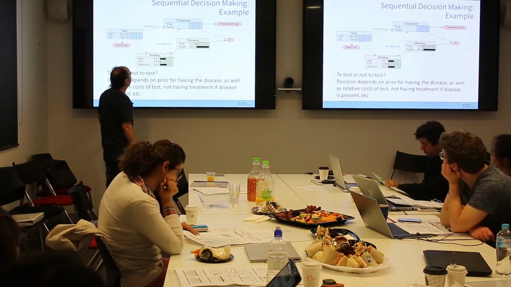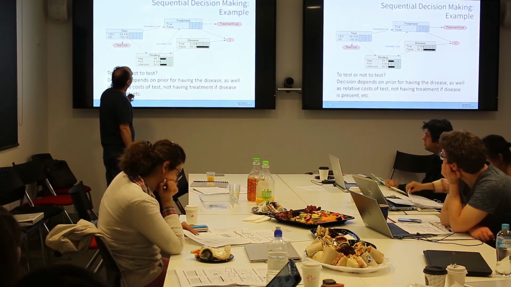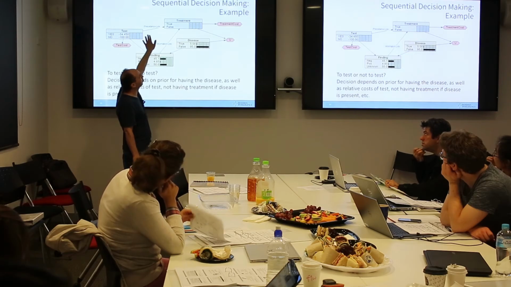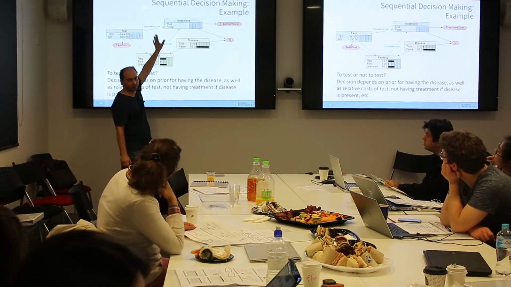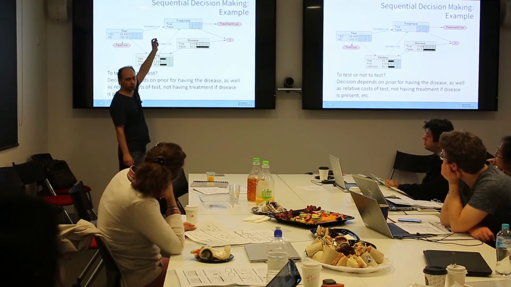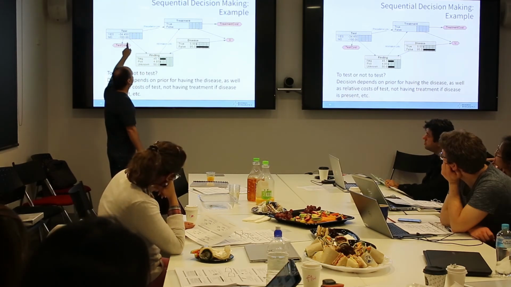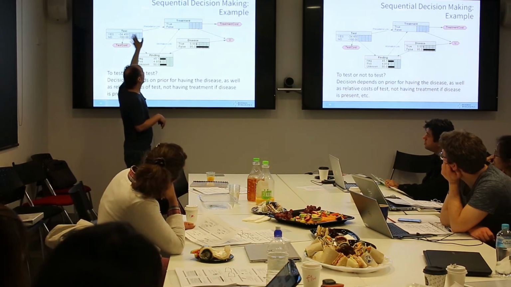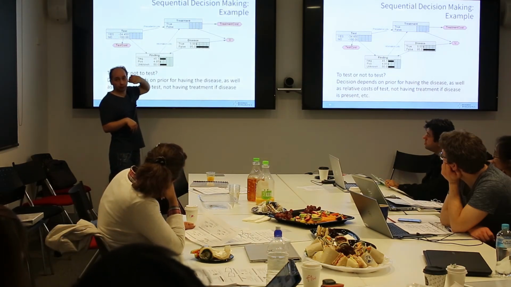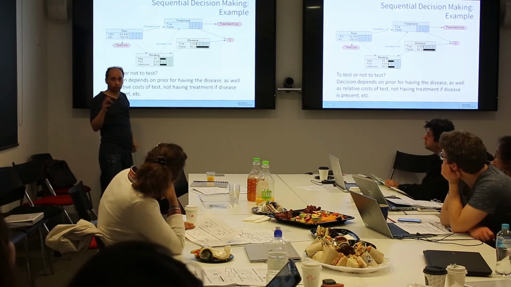So in Netica, this is what it would look like. I think Netica will not highlight the link in any way, so it'll just look like an ordinary arc. But you just have to keep in mind that if it's going between two decision nodes, then it's a precedence link, not a causal link.